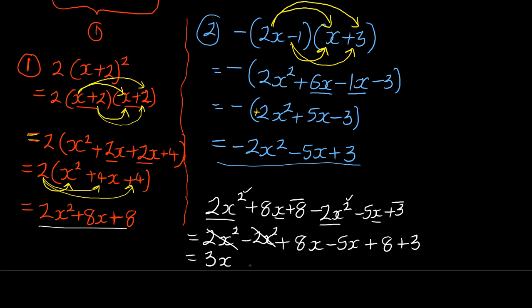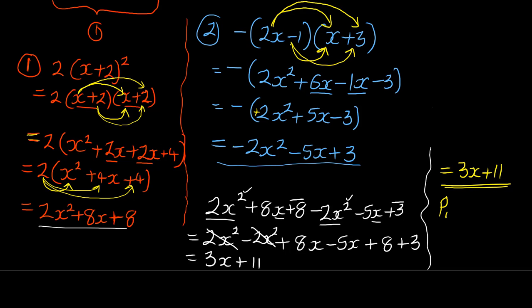Now 8 plus 3, which is equal to 11. So therefore, the final answer in this case, if you can simplify that, is equal to 3x plus 11. Now, what if I told you that you can actually prove whether your answer is correct or wrong?